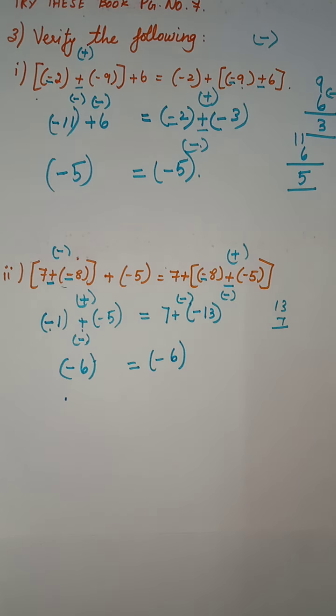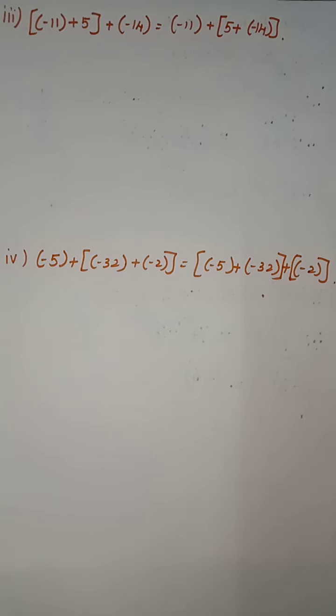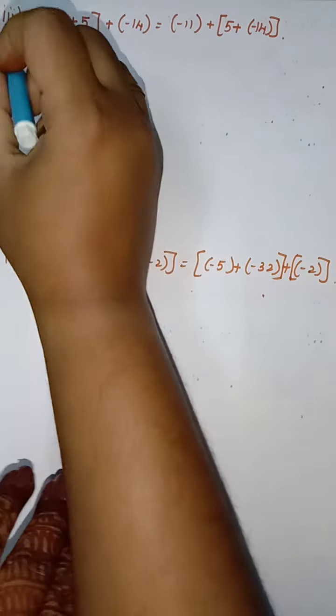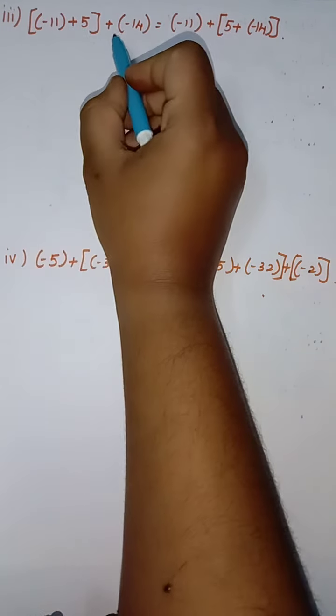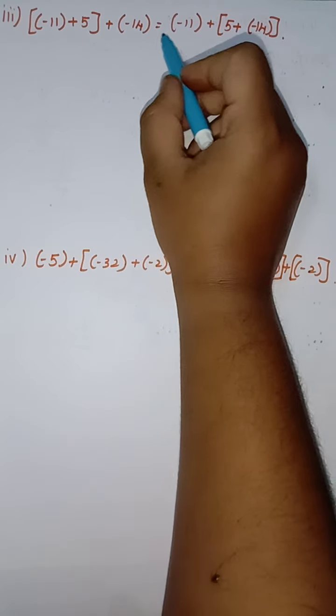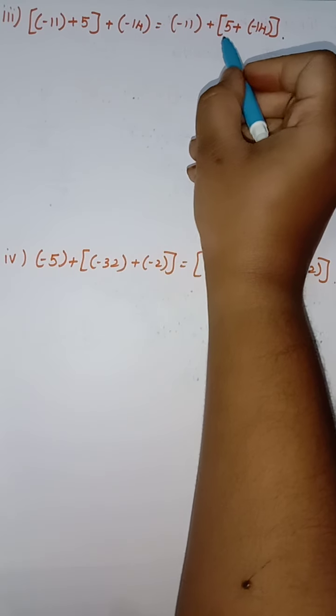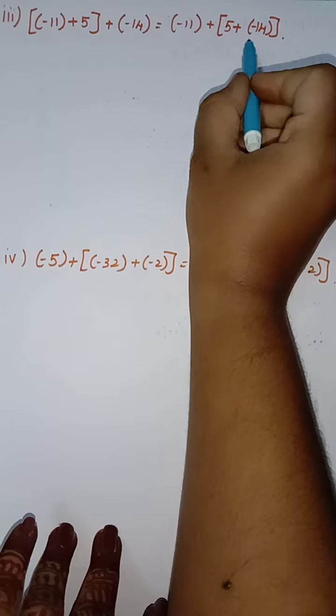So you have to do that in the proper method. If you don't do it in the proper method, your answer will be wrong. You have to do it in the procedure, and then only will you get the correct answer. Okay, students. Now the third sum is minus 11 plus 5 plus minus 14 equal to minus 11 plus 5 plus 5 plus minus 14.